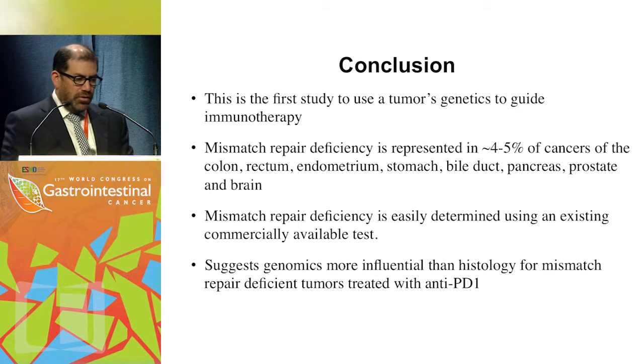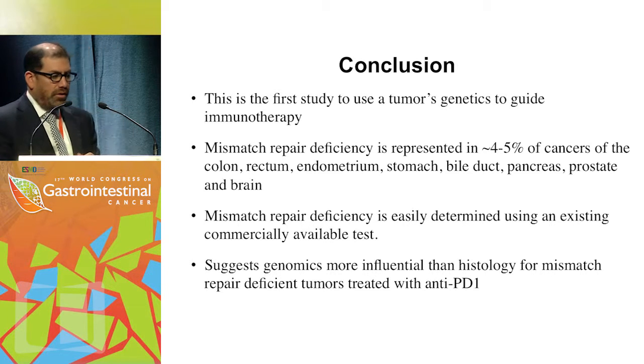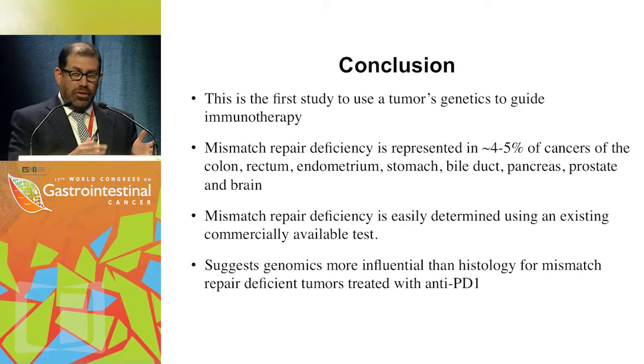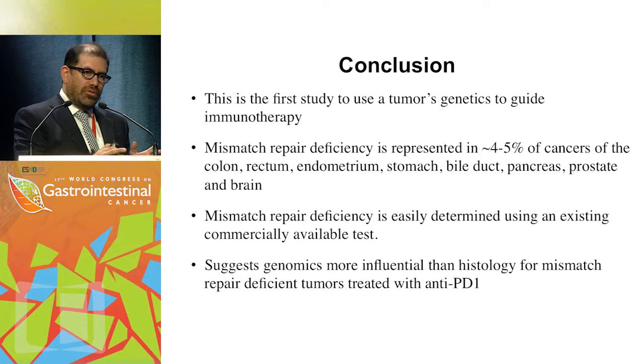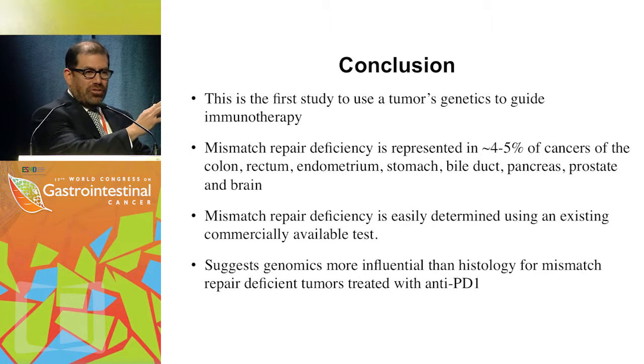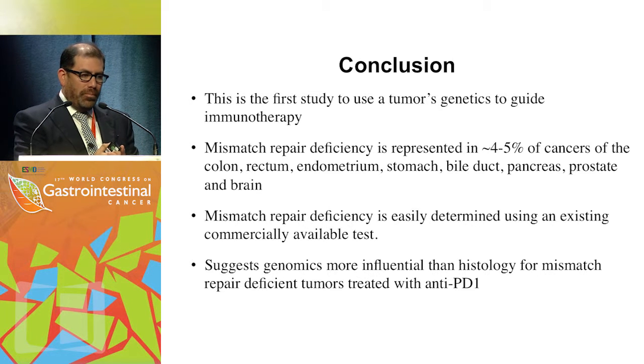And in concluding on this part of the talk, this was the first study that used genetics to guide immunotherapy. Previously, it was almost like we treated with chemotherapy in the past. You take a tumor type and just treat non-specifically. Here, we use the patient's genetics to dictate who may or may not benefit from this therapy.